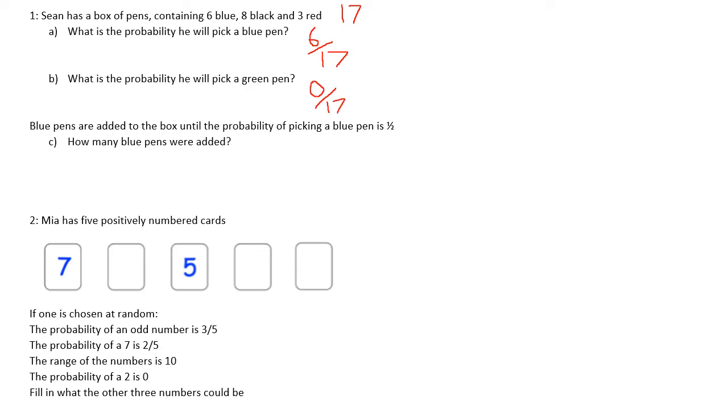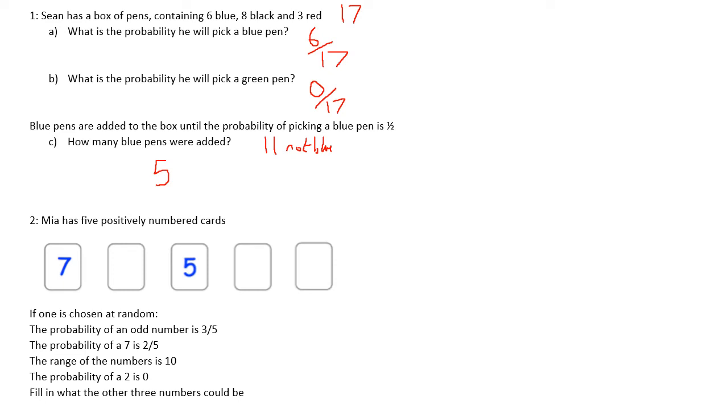Blue pens are added until the probability of picking a blue pen is a half. That means that half of the pens in total need to be blue. We know there are 11 pens that are not blue, so we need to match that with 11 blue pens, so we need to add 5 more blue pens.